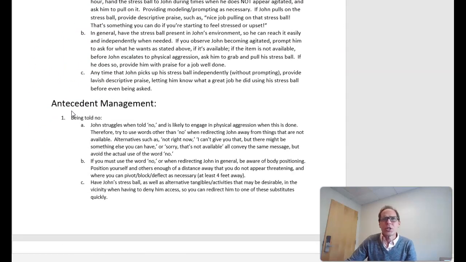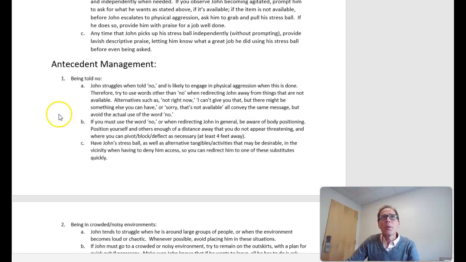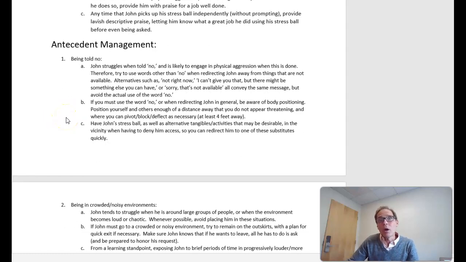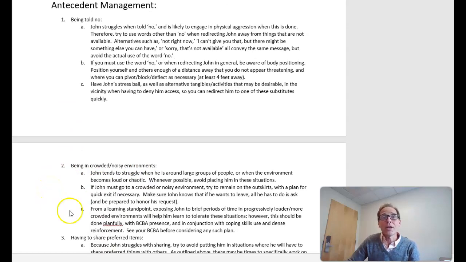The next section is antecedent management, where we're going to get into what are those things that we know make it more likely that our learner is going to engage in problem behavior. Here we talked about this with learner likes and dislikes. We know that John struggles with being told no. We know that he struggles with being in crowded or noisy environments. So just some information, as well as he struggles with having to share preferred things.